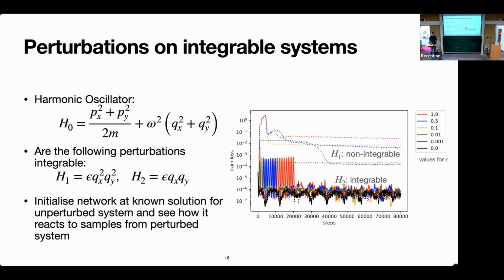And how does this work? In this case, you start with a known Lax pair. So you initialize your network at a known solution for the unperturbed system, and you see how it reacts when you confront it with data from that perturbed system. And here's how it does. For the integrable perturbation, it really knows how to adjust and goes in that direction. But for the non-integrable perturbation, it doesn't come down, right?